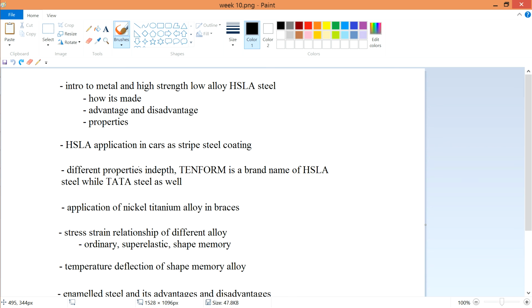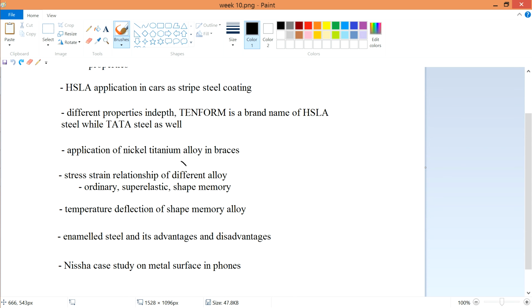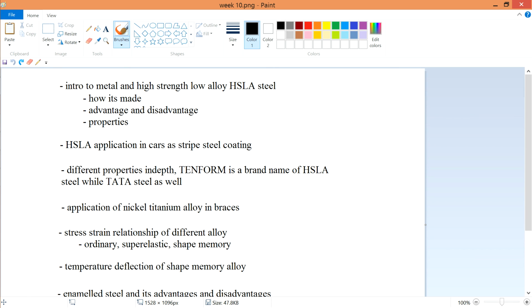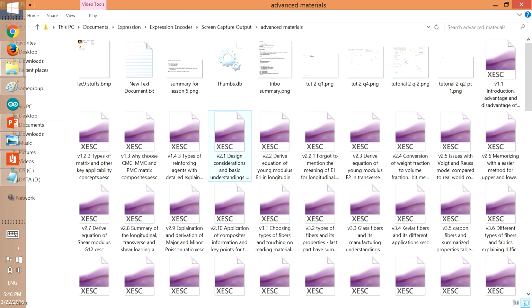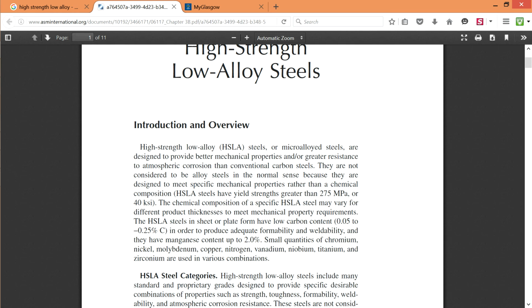Subsequently, we'll talk about all these steel forms and data, which are just brands of the HSLA, and other types of metals, nickel, titanium, or enamel steel, and certain case studies. But nonetheless, we shall introduce you to this type of metal and how it's made, and its advantages and disadvantages. Please take note that we are dealing with high strength low alloy in this scenario.